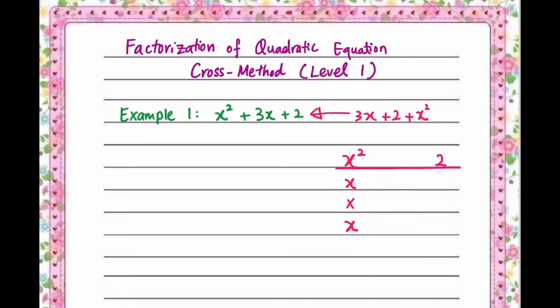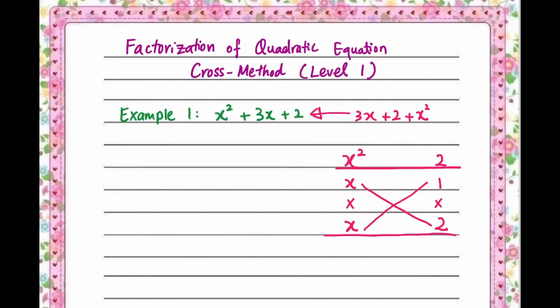And the same goes for 2. And this is why it's level 1, because the multiples can be 1 times 2 or 2 times 1, and the order in this case for now doesn't matter, as I only have positive signs in the question. So once you have that, you draw out a cross in between the terms like this, and then I want you to cross multiply them.